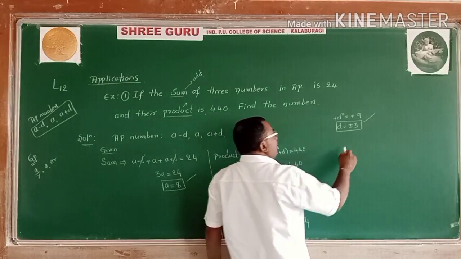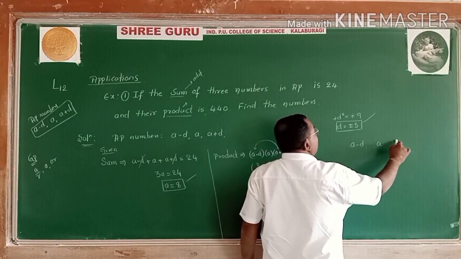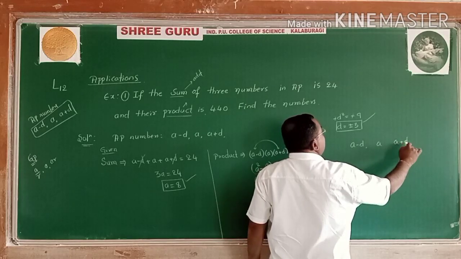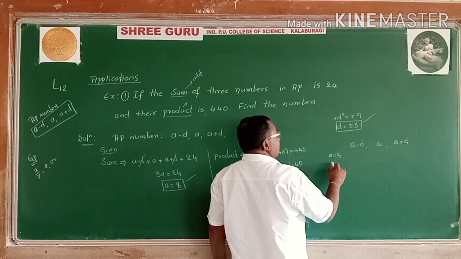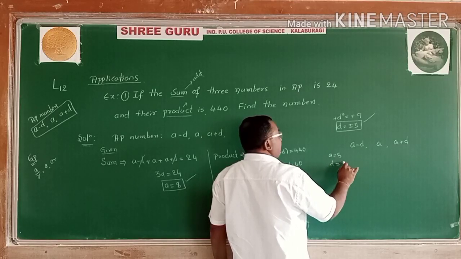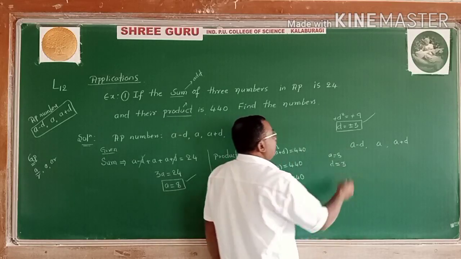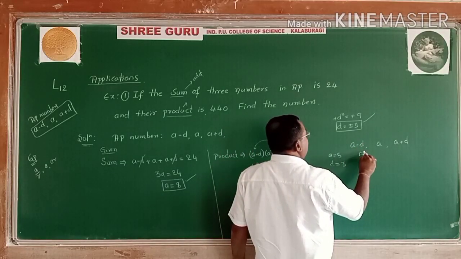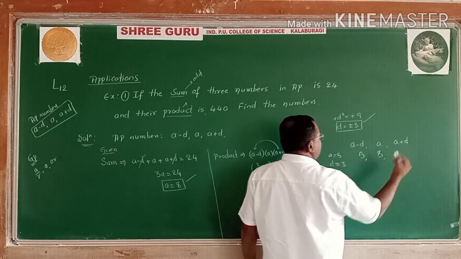The numbers are in the form of A minus D, A, A plus D. First, A is given as 8. D should be taken one positive, one negative. D is 3 first, positive. 8 minus 3 is what? 5. A is 8. 8 plus 3 is 11. These are the first numbers.